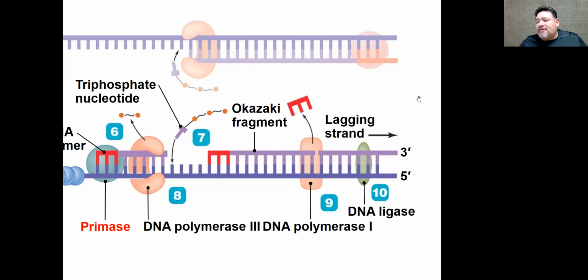Then it comes off, and one more machine comes on. That machine is called DNA ligase. And that DNA ligase attaches here, and it makes a covalent bond between these two nucleotides. And now we have a complete strand. A lot of work, isn't it?